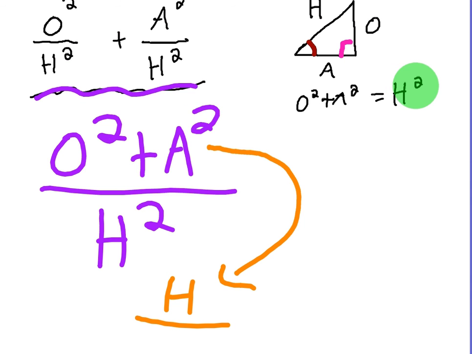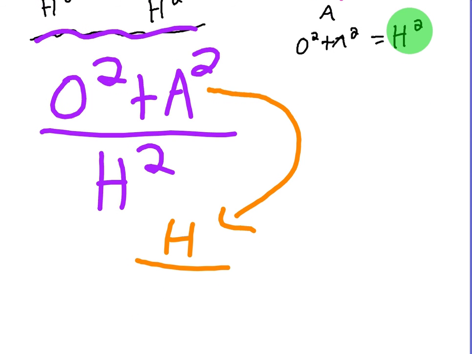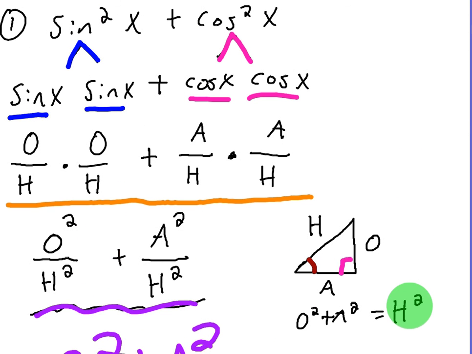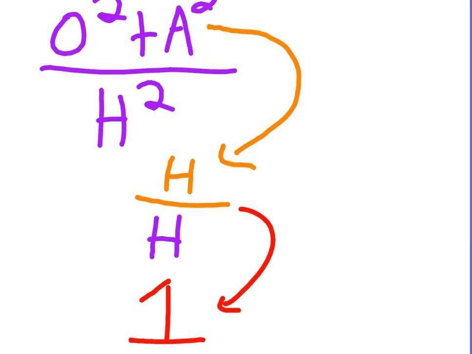I'm jumping ahead of the proof here. And so we still have an h squared on the bottom of the fraction. And what does h squared over h squared equal? Well, if you take anything and divide it by itself, it's equal to 1. So we've actually just proven, with all of these steps, that sine squared plus cosine squared, once it's all said and done, is just equal to 1.